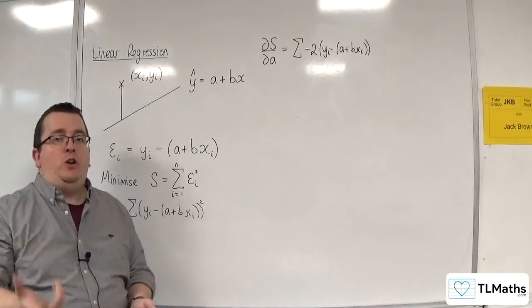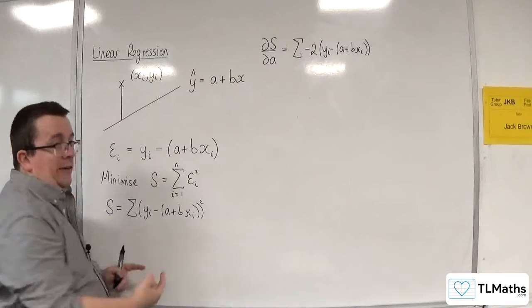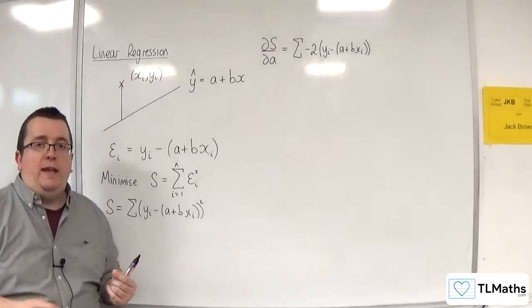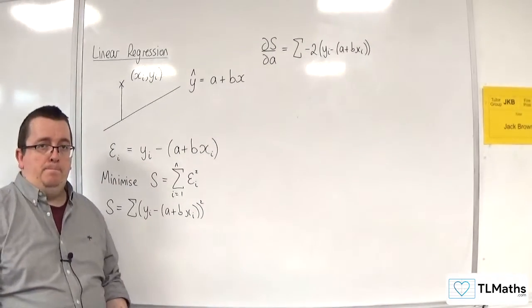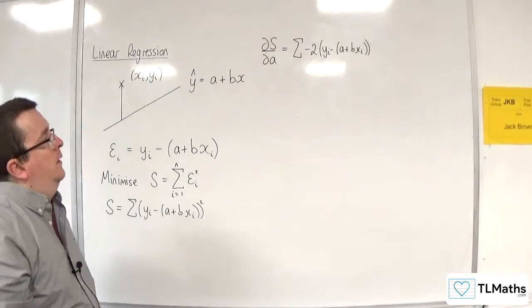So that is me differentiating using the chain rule. So it allows me to differentiate it quickly. If you want to expand this out and differentiate each term individually, you can do that as well. And it's not going to be too bad because it's only squared. Okay?